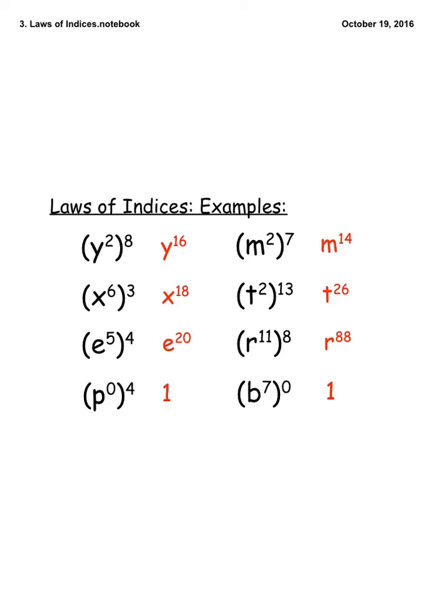Question 7 is r to the power of 88, and the last one, question 8, is 1 again, because anything raised to the power of 0 is 1.